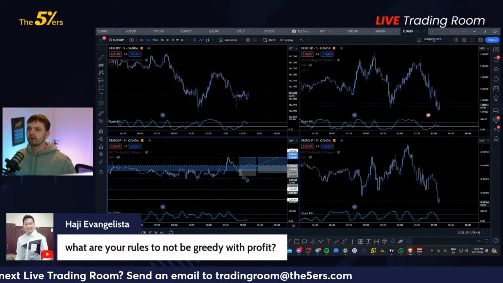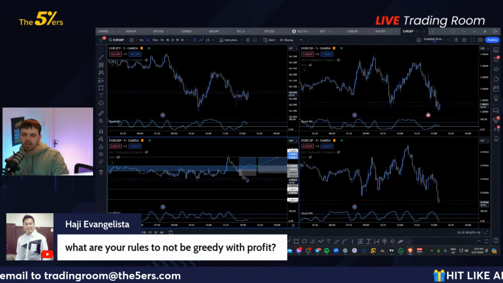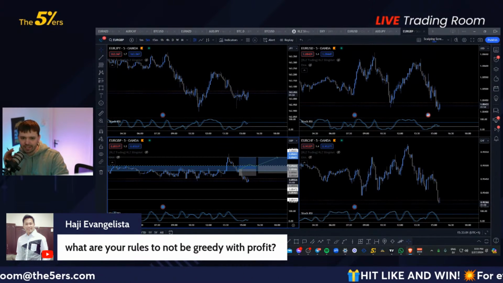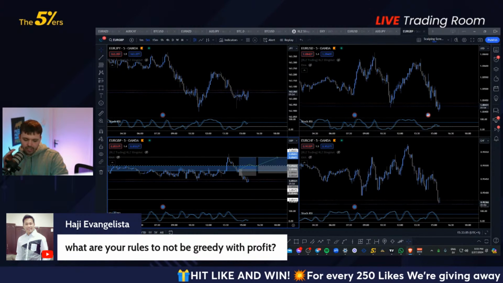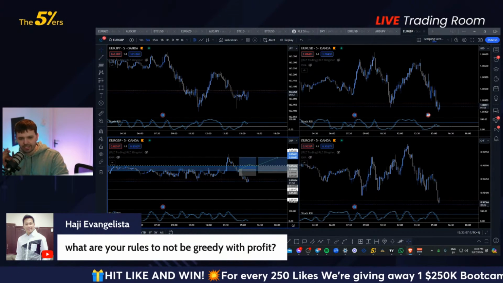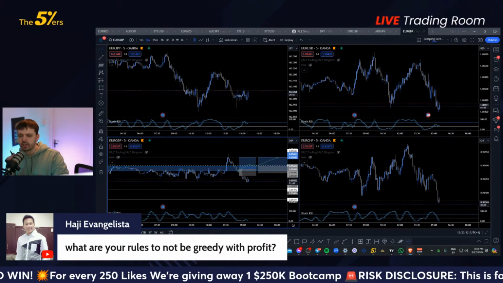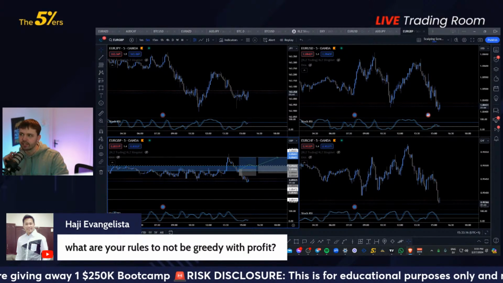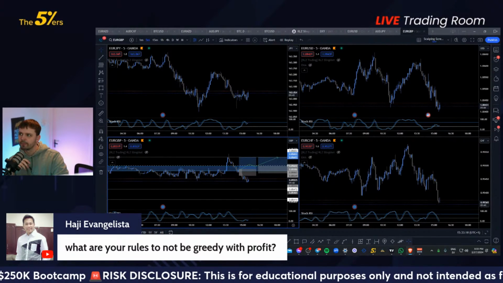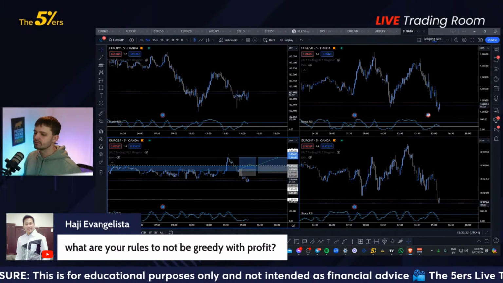Good question. What are your rules to not be greedy with profit? You select a take profit level where you're going to exit before you enter the trade, and if that level is hit, you automatically take that profit, and that's it. You select an area for take profit before you enter the trade, and then you just let the trade run to that take profit.